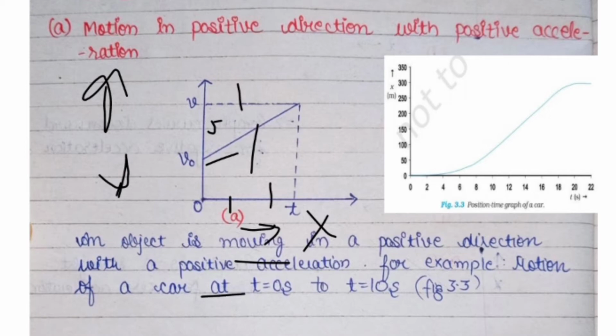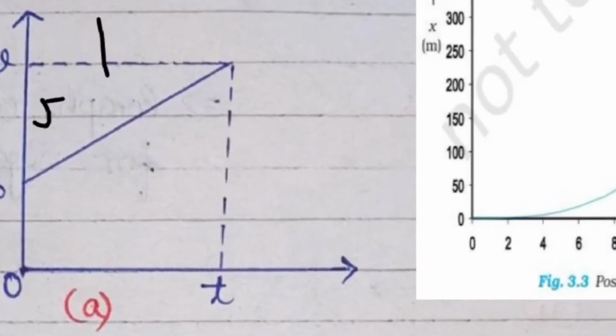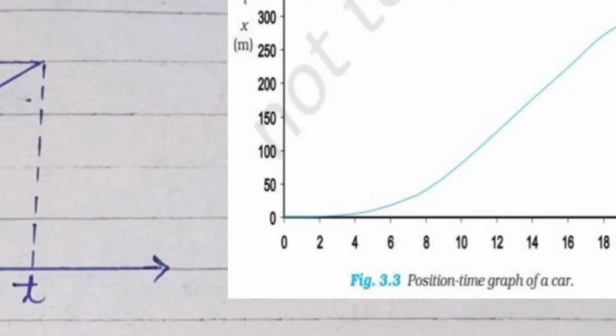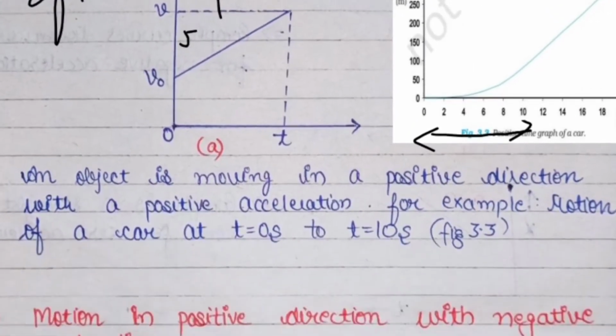For example, motion of a car from t equals 0 to t equals 10 seconds. Let me zoom out the screen. From t equals 0 to t equals 10 seconds, velocity is constantly increasing at a constant rate.